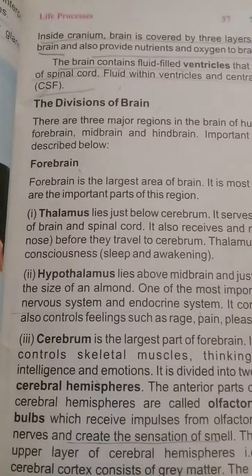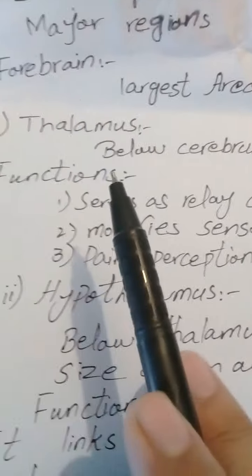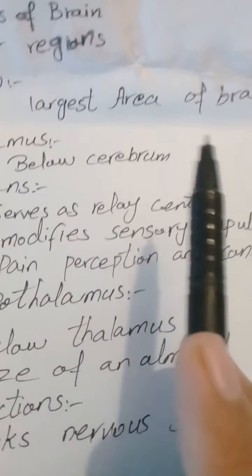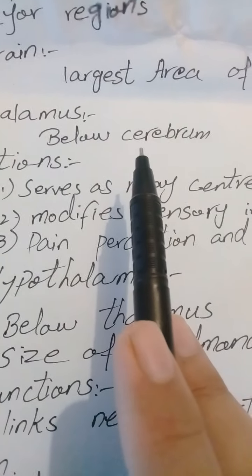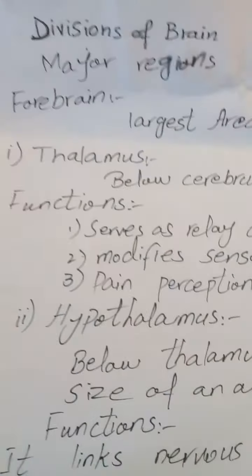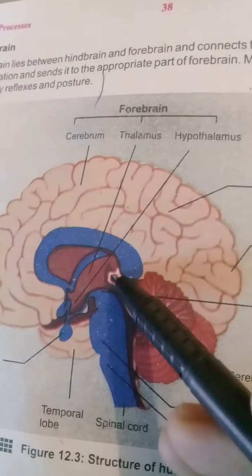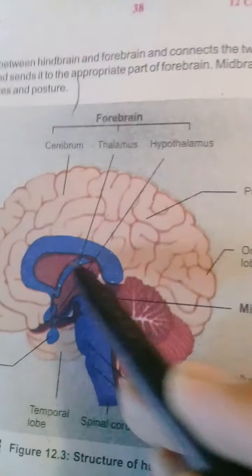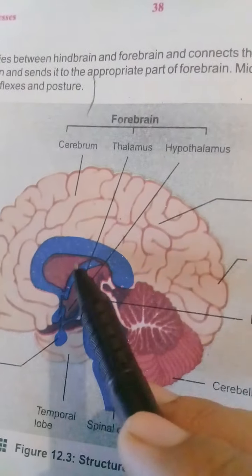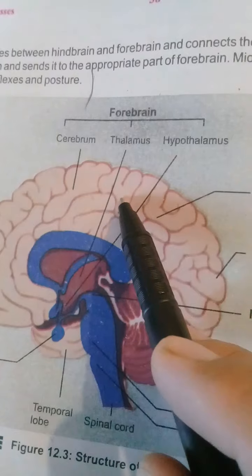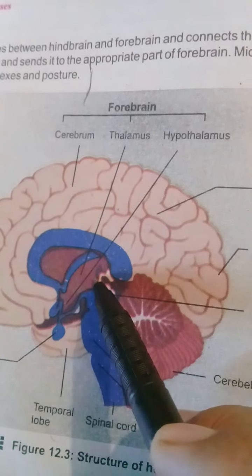Thalamus. Thalamus, as I have noted on a page, forebrain is the largest area of the brain. It consists of three parts. Thalamus. Thalamus is situated just below the cerebrum, as you can see from the diagram also. This is the thalamus. This is the part of forebrain, cerebrum. Thalamus is below the cerebrum. Thalamus cerebrum से बिल्कुल नीचे होता है.